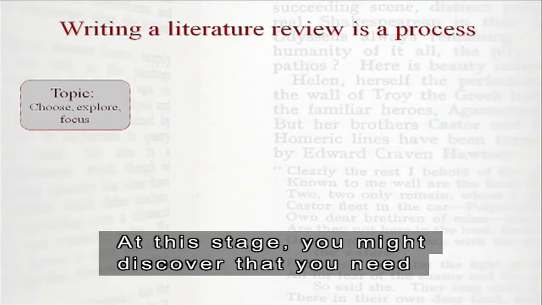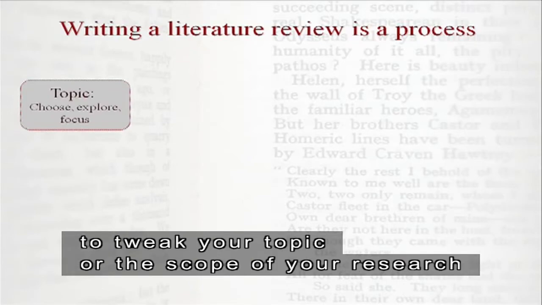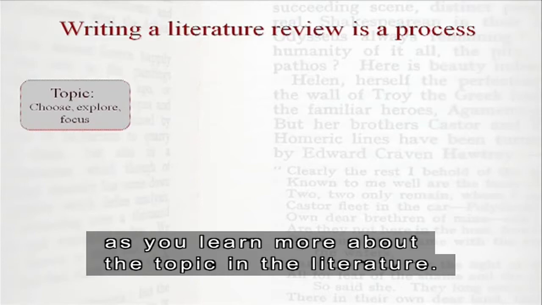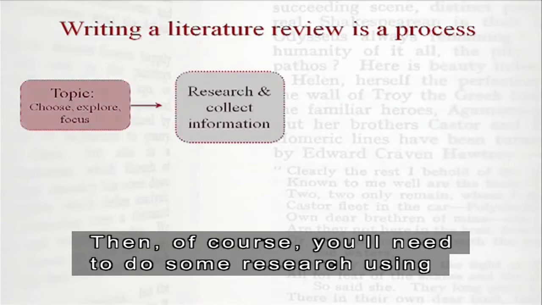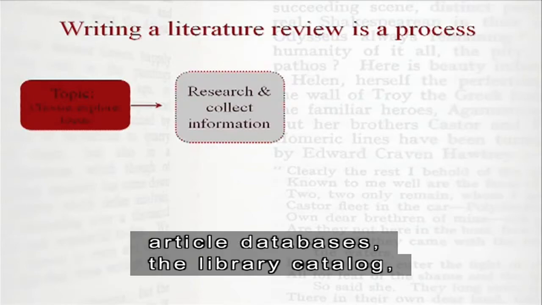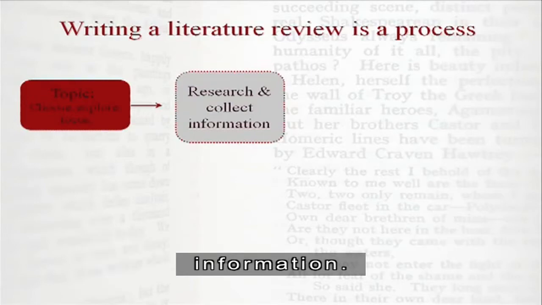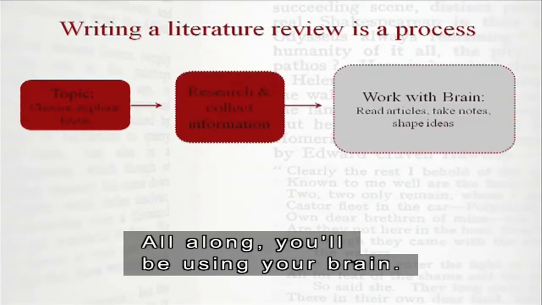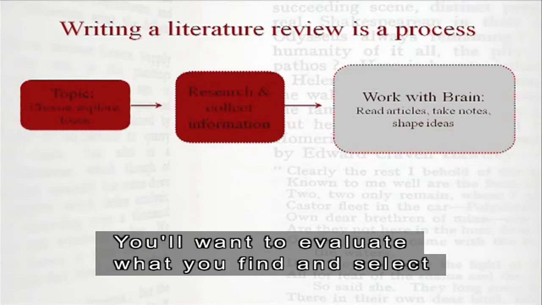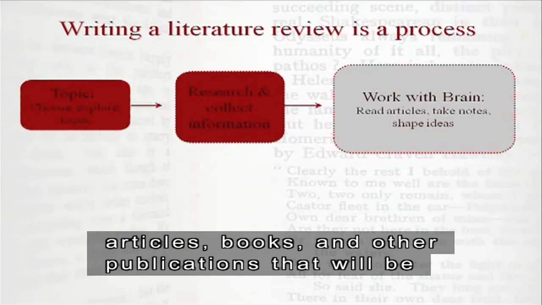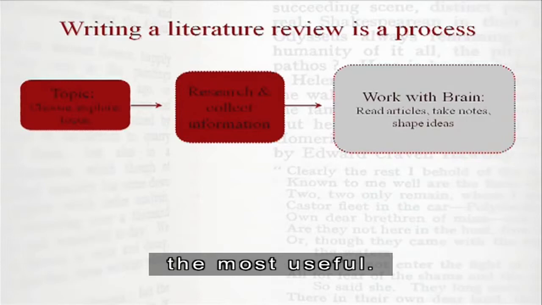At this stage, you might discover that you need to tweak your topic or the scope of your research as you learn more about the topic in the literature. Then, of course, you'll need to do some research, using article databases, the library catalog, Google Scholar, and other sources to find scholarly information. All along, you'll be using your brain. You'll want to evaluate what you find and select articles, books, and other publications that will be the most useful.